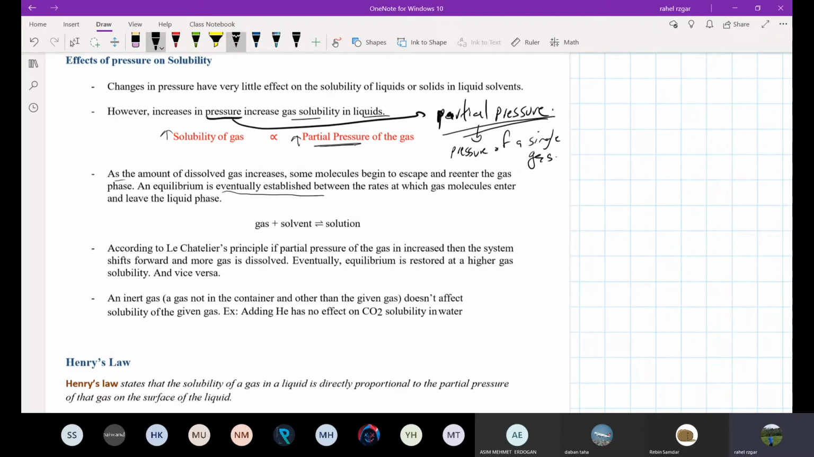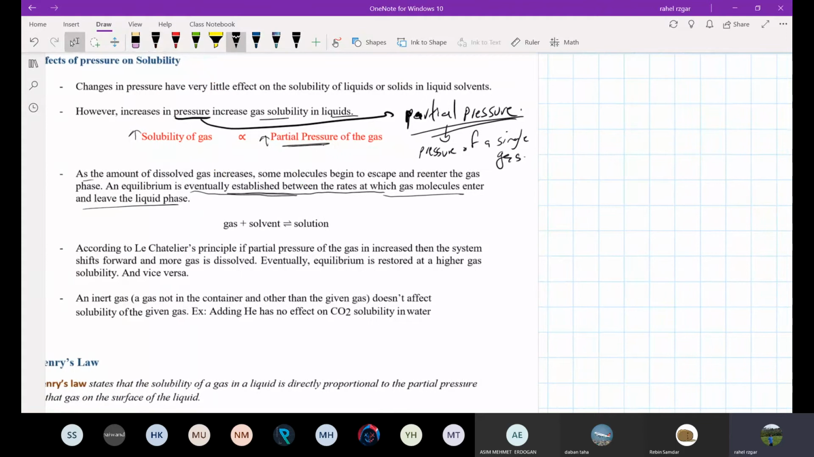An equilibrium is eventually established until it reaches what? Until it reaches equilibrium between the rates at which gas molecules enter and leave the liquid phase. So if I draw a figure for you, let's say this is a bottle of soda or Pepsi or anything like that. For example, this is Pepsi or Coca-Cola, anything of those kinds.